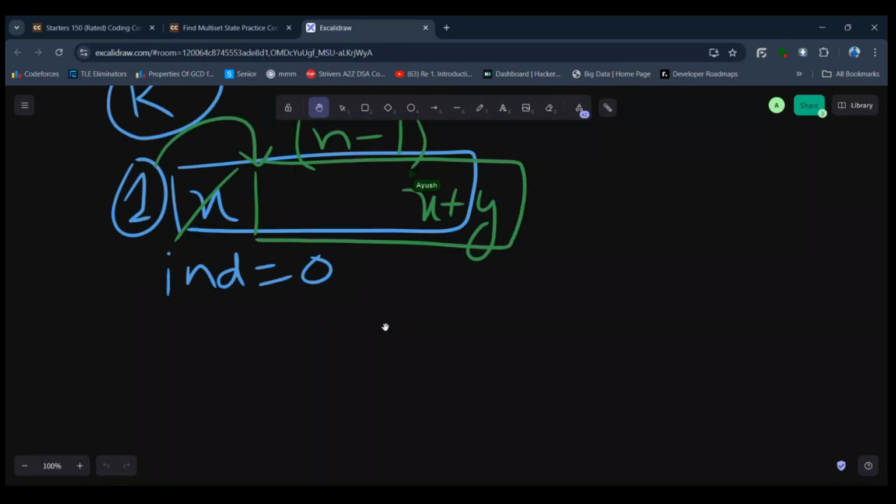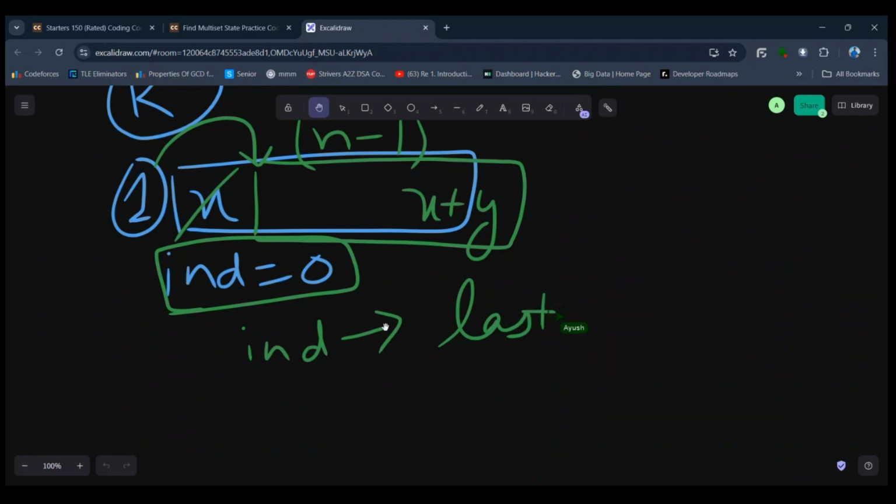I'm just keeping track of till where my k operations are done, and I'll simply print all the elements from this index ind till my last index, right? So it will give me my desired array.